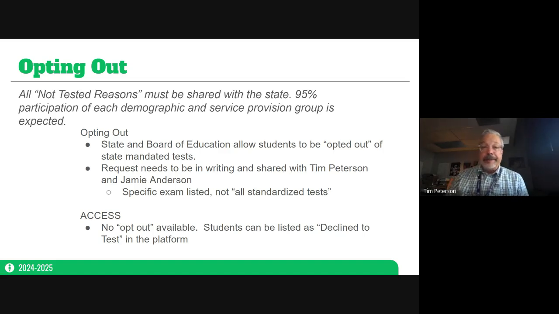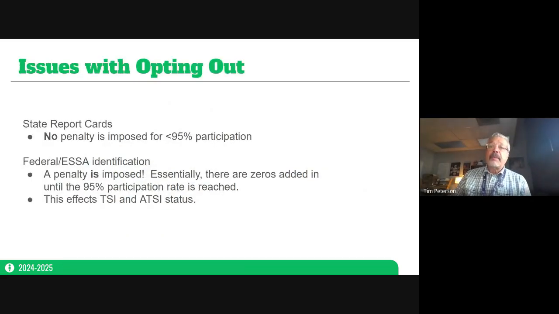So that is the process. Now, what's the outcome of this? On the state report card, if you have less than 95% participation in any of those groups, there's 11 different groups, there really is no penalty. The penalty is you typically will get lower scores, but there's no added penalty. In the past, we used to take points away. However, the federal or S identification process, there is a penalty.